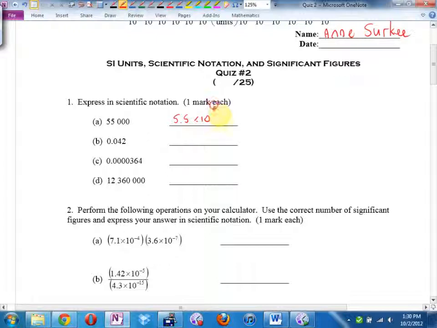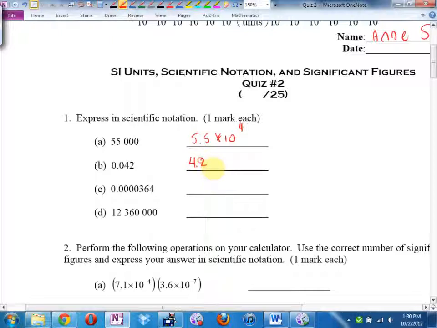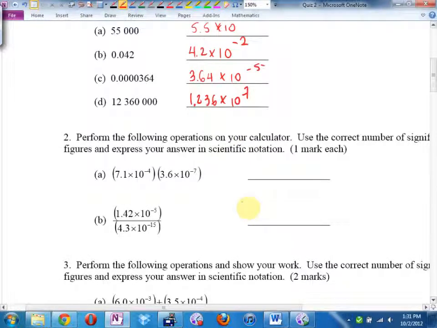5.5 times 10 to the 4th. I think I can make this a bit bigger, Mr. Dewick. 4.2 times 10 to the negative 2. Generally for these, I mark half mark for the front part, half mark for the correct power of 10. 3.64 times 10 to the negative 1, 2, 3, 4, 5. And 1.236 times 10 to the positive 1, 2, 3, 4, 5, 6, 7. One mark each.